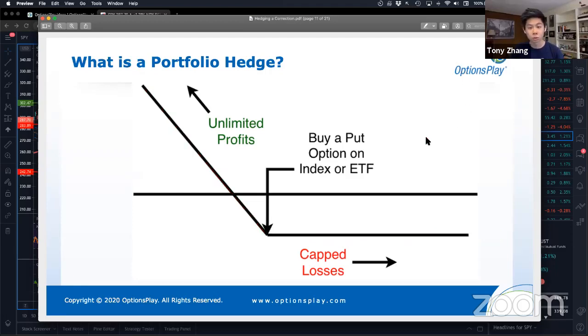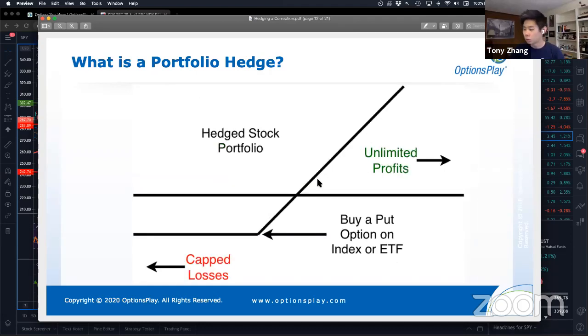Now, when you combine these two together, when you combine your portfolio with the put option, what you get is a chart that looks very similar to a call option. And actually, back in the day, before put options were invented, you could actually trade a synthetic put utilizing stock and calls.